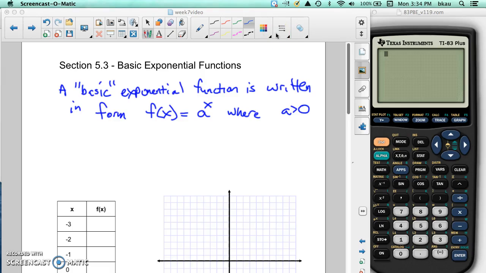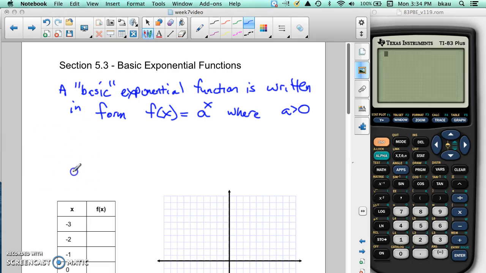Hello, in this video we're going to continue in section 5.3 by looking at some basic exponential functions. Now we're going to define a basic exponential function as one that's written in the form f of x equals a to the x, and a is some number that's greater than 0. An example of this has been the one we did in the previous one with the moon problem.